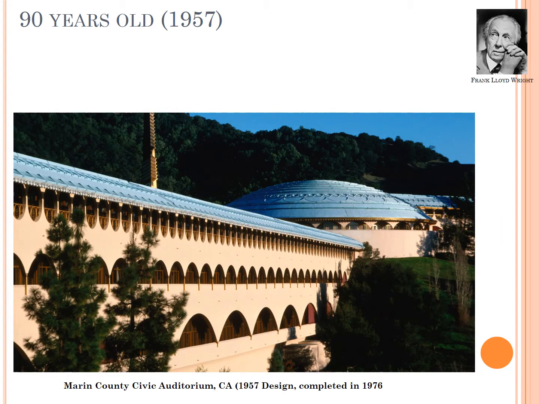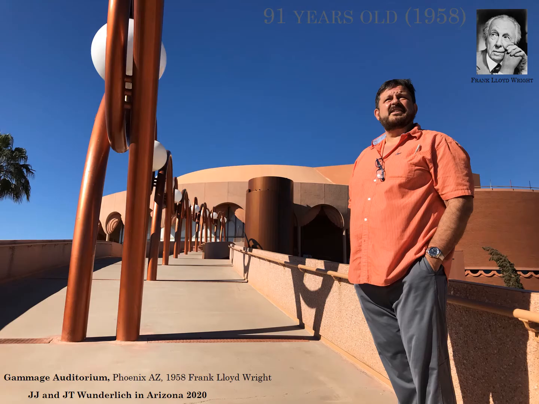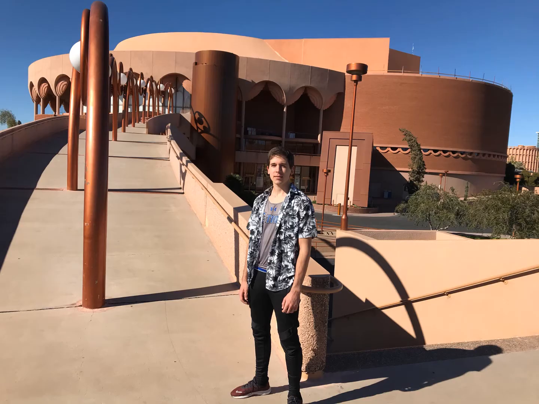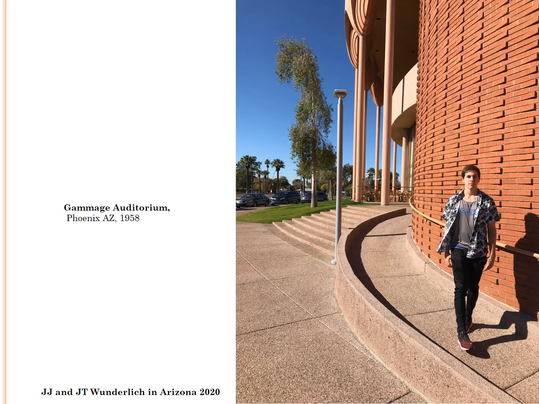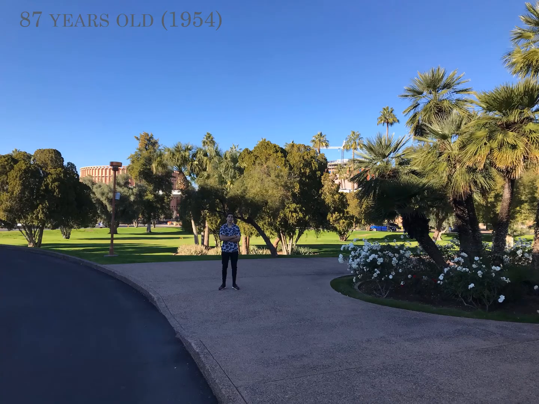This is now the Marin County Civic Auditorium, Civic Center, age 90. Again, circular here. This is 91. This is the Gammage Auditorium in Phoenix, Arizona, on our Arizona State campus. Here's my son in front of that. Notice the brick pattern. It's very interesting. There it is in the background, you can see, and the landscaping around it.